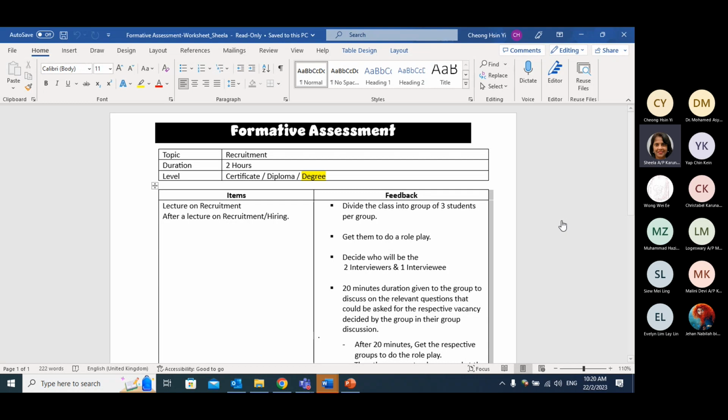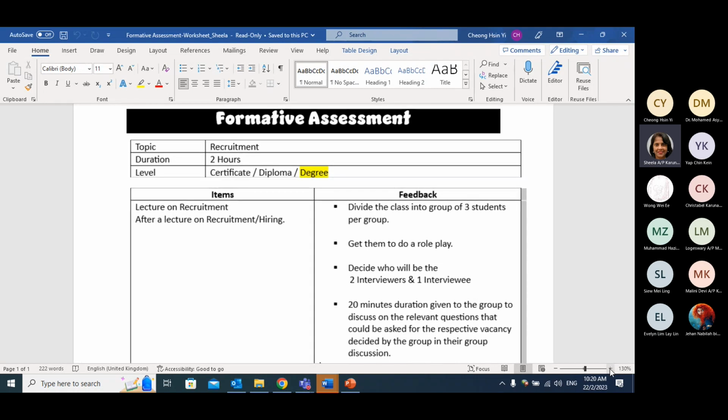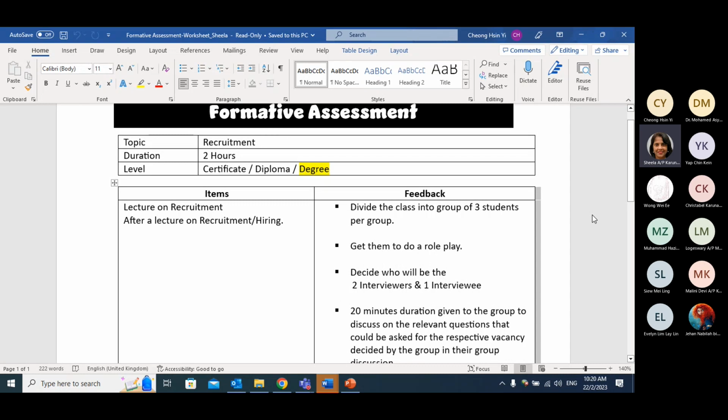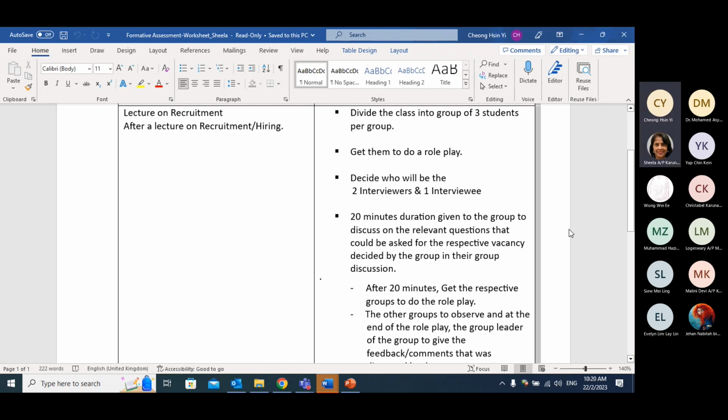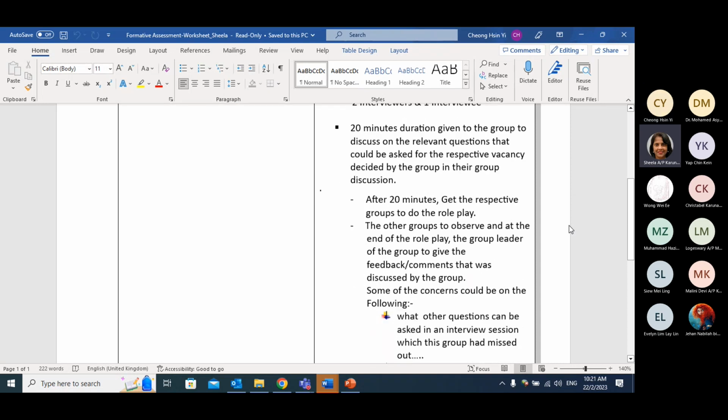I'm Sheila. I have decided to share with you all the topic that I'll be teaching on recruitment. After having a lecture on recruitment, this is for a degree class, a 2-hour class, and after 1 hour of lecture, the exercise that I have prepared is to divide the class into groups of 3 students per group and get them to do a role play. Decide who will be the 2 interviewers and 1 interviewee. 20 minutes are given to the group to discuss the relevant questions that could be asked for the respective vacancy decided by the group in their group discussion.